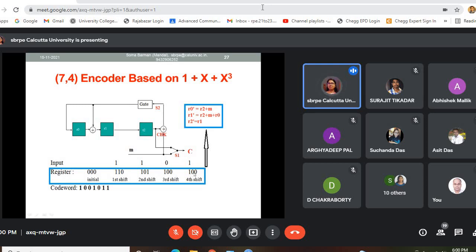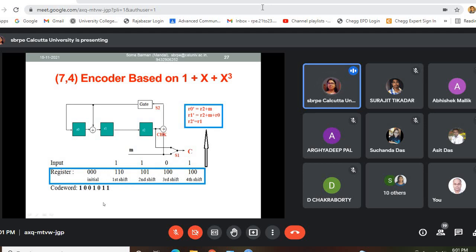So 1 0 0. So when all the input bits are shifted out, the division process is completed. One by one all the check bits are coming out. So now the content is 1 0 0. Now S1 is connected to the check bits. So now this message bit is appended with the check bits 1 0 0. So 1 0 0. Clear?